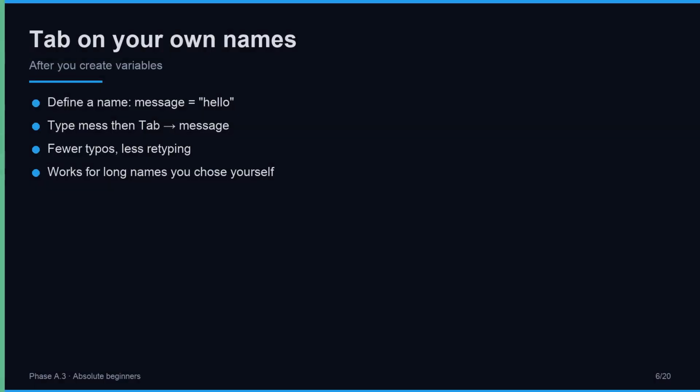Tab is not only for library names. Create a variable like message = hello, then type mess and press tab. IPython can complete message. Fewer typos, less retyping, especially with long clear names you chose. Especially remember, define a name, message = hello. Restate it once in your own words if you like, then continue.